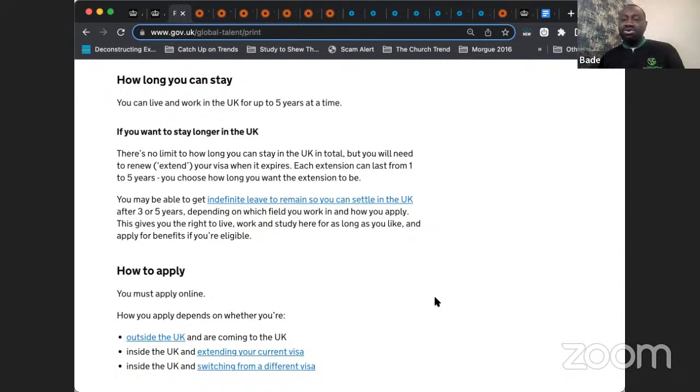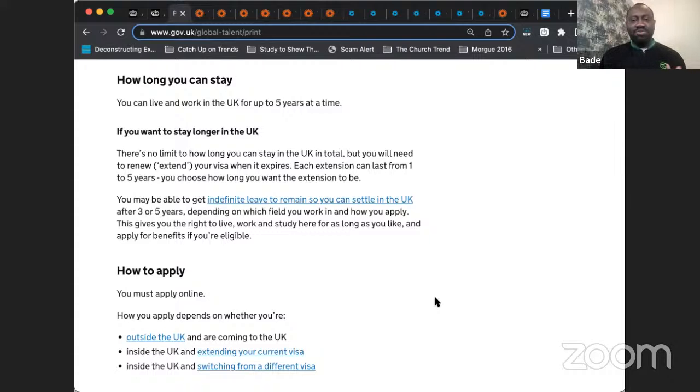Now, there's a second category, which is the exceptional talent category. This is for more senior people in the field of technology, more like leaders in the field. With the exceptional talent option, you would qualify for ILR within 3 years. And then 1 year after your ILR, you would qualify for citizenship. And so within 4 years, you can become a British citizen if you qualify under the exceptional talent route.